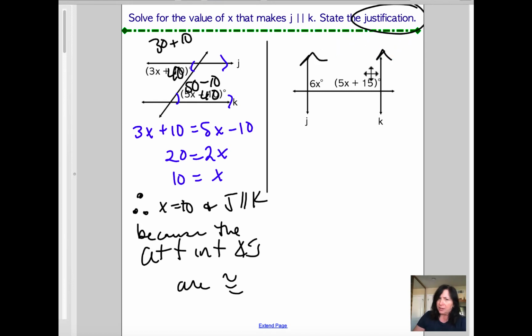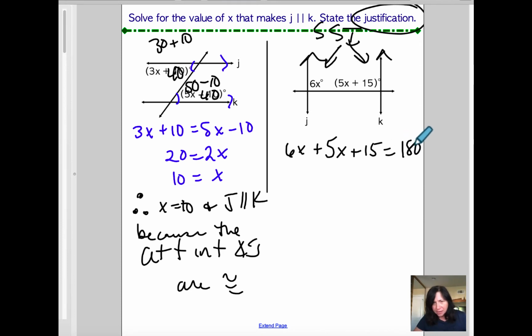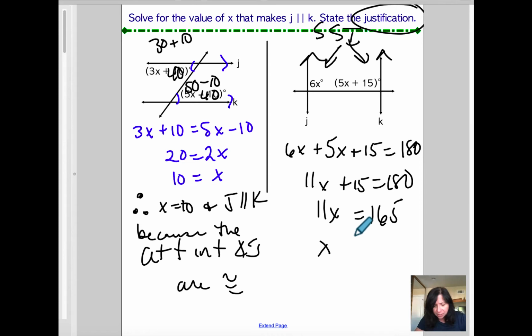That's the reason. For this one, if J was parallel to K, then these two angles inside, that one and this one, are what we call same side interior angles. And that means that they would be supplementary. So that means that 6x plus 5x add 15 would add up to be 180 degrees. So 11x add 15 equals 180. So I'm going to use my calculator. First, I'm just going to subtract 180 minus 15. I get 165 equals 11x. And then I'm going to divide 165 by 11. And I get 15. So x equals 15.